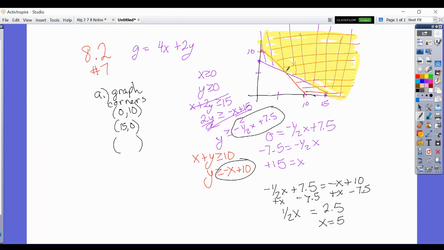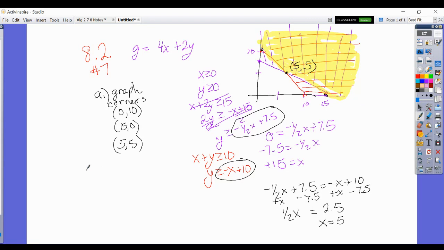So the place where these cross is at 5 comma, and to figure out what the other answer is, I could plug it into either equation. Easier one's probably the red one here. If I plug in a 5, I get a 5. So 5, 5 is the point that they both go through. I'm going to add that to my list over here. So these 3 points are the 3 corners of my shaded region.